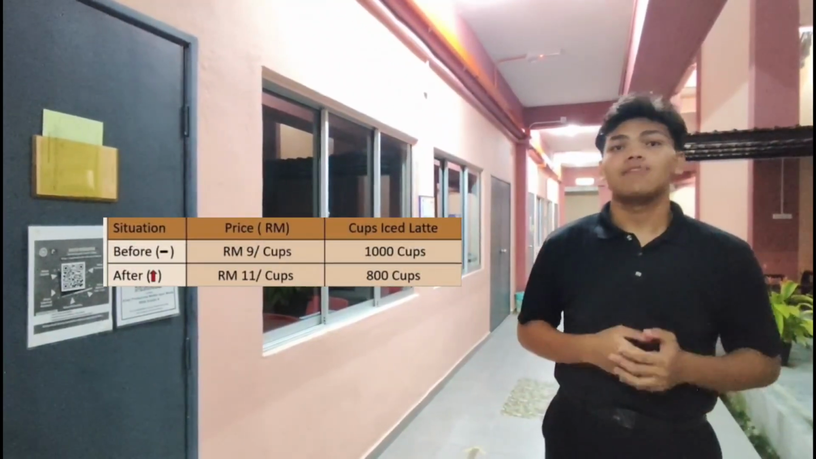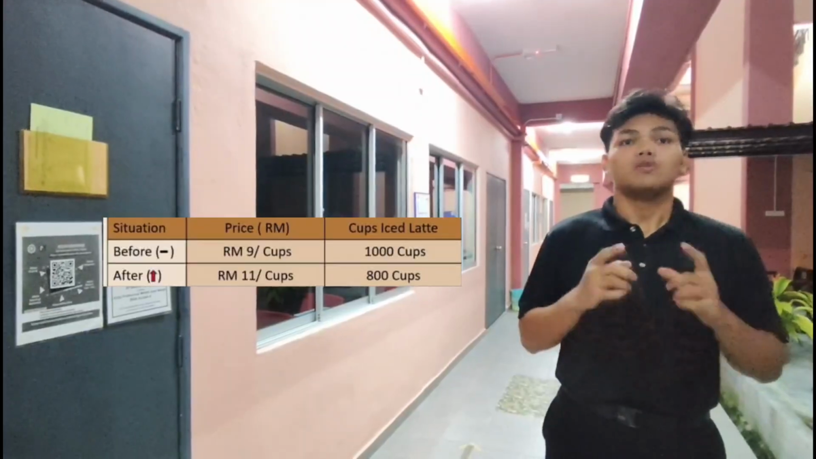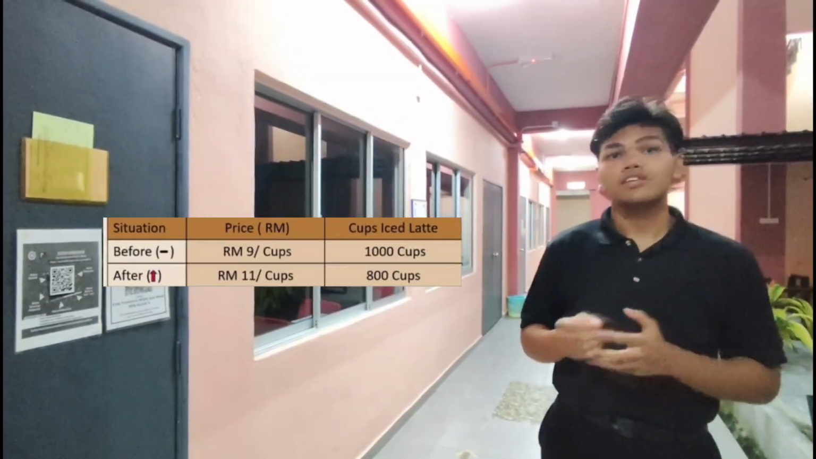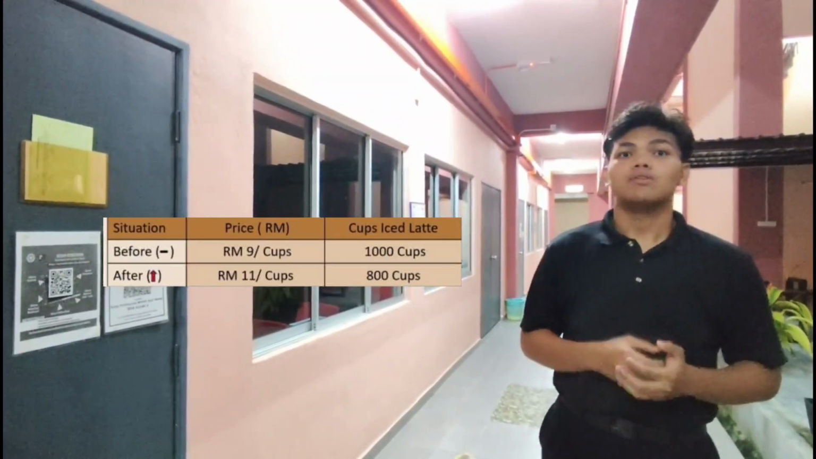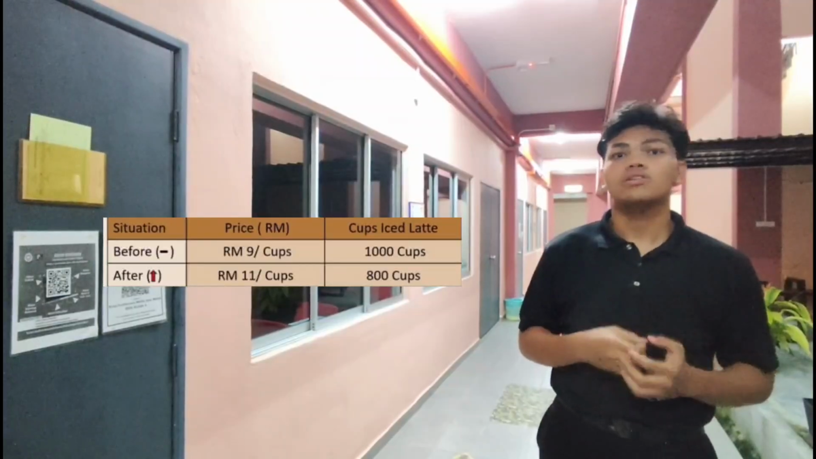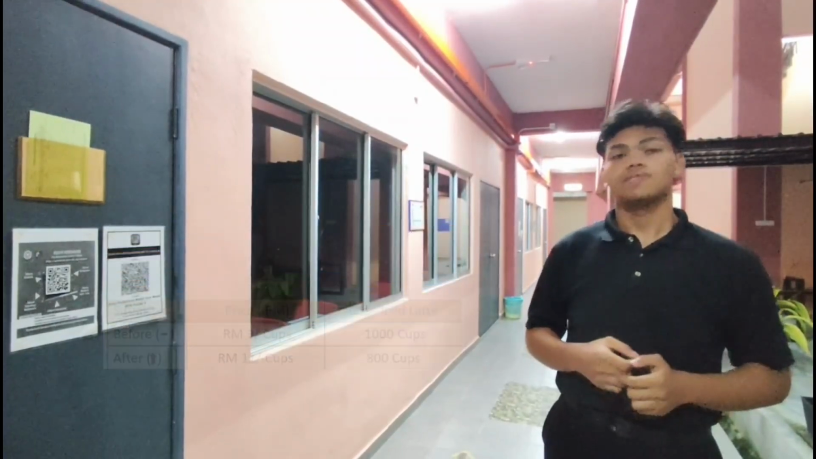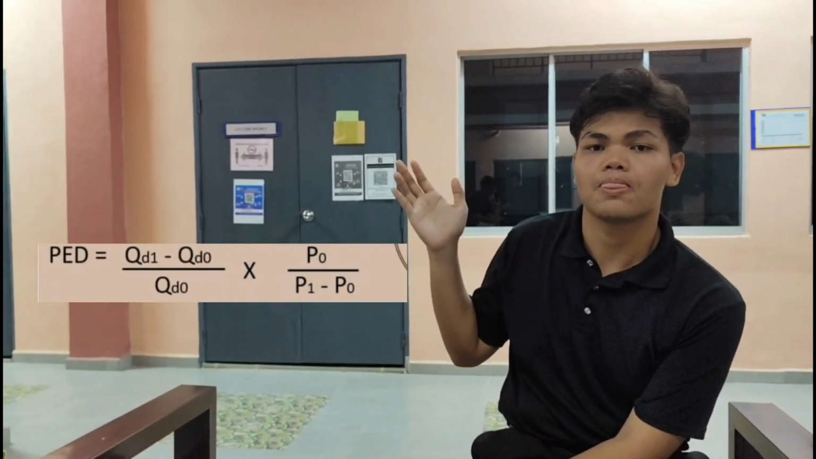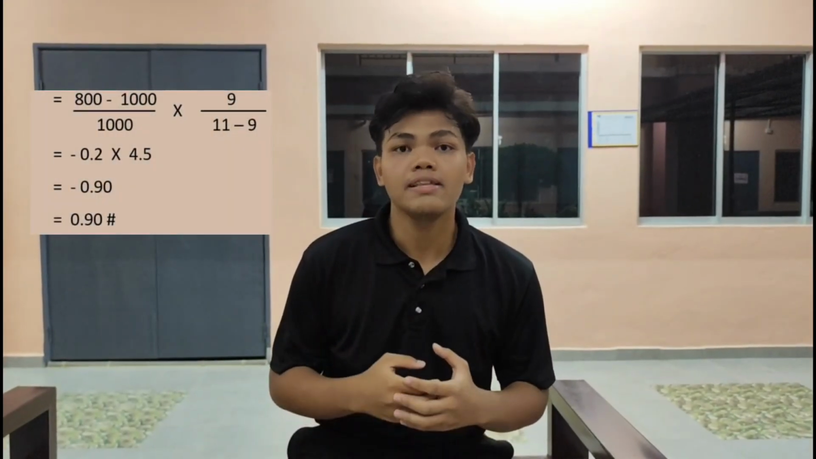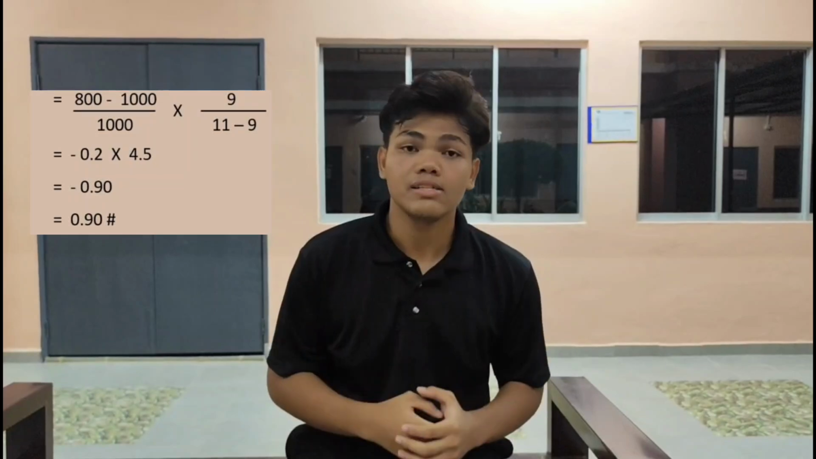The price of a cup of iced latte increased from 9 ringgit to 11 ringgit, while the total units sold decreased from 1,000 cups to 800 cups. To calculate the price elasticity of demand, which is PED, we should use this formula. With all the information applied to the formula, we find that the price elasticity of demand is 0.9.